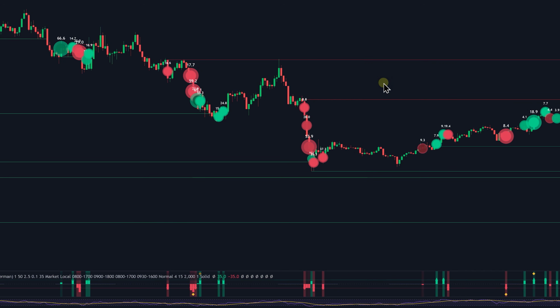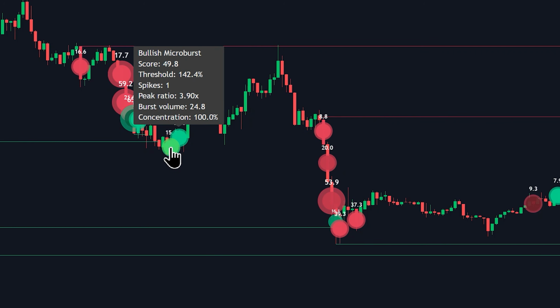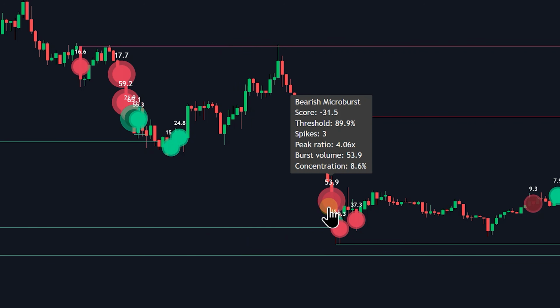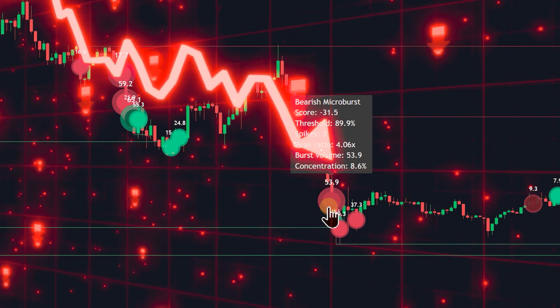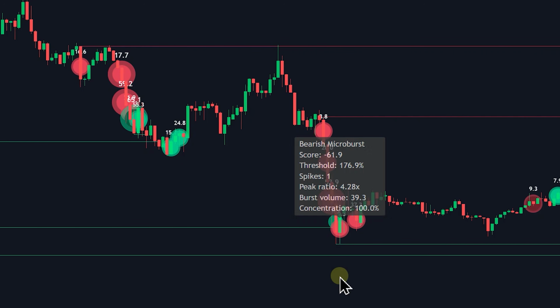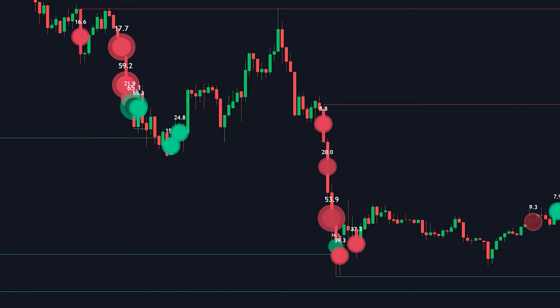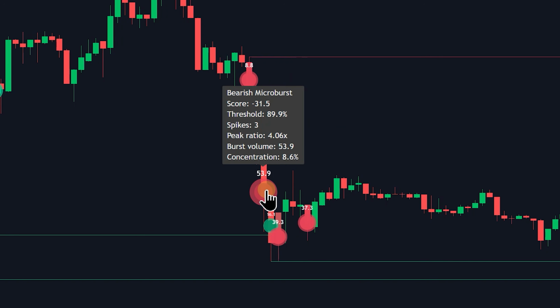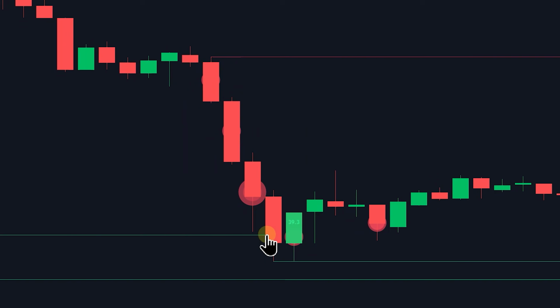The most obvious thing you're gonna notice on the main chart are these large bubbles. A green bubble represents a bullish microburst, which means unusually strong bullish lower time frame participation. A red bubble represents the opposite. It shows unusually strong bearish participation inside the candle. You'll also notice that some bubbles are larger than others. Generally, the stronger and more concentrated the detected activity is, the stronger the microburst score becomes. So, larger bubbles immediately draw your attention to candles where unusual participation entered the market.